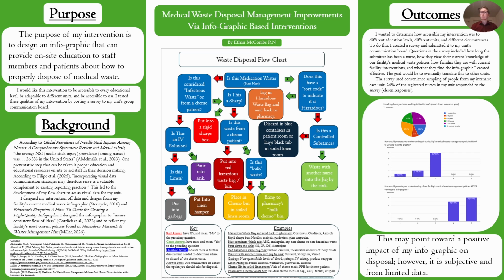Now to run through how to use my flow chart, you want to start at the top where it says, is this medication waste? I will use morphine as an example. So in this case, I will move right toward the green star. Does this have a sort code to indicate it is hazardous? It does not. I would then follow the red X pointing downward. It then says, is this a controlled substance? Yes, morphine is. So you should waste it with another nurse.